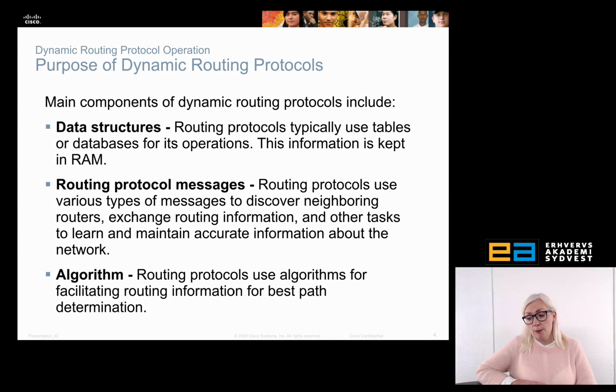When we look at the protocols, there are different components. For instance, we have the data structures, which are the tables and databases they use to update their routing table. This is mainly kept in the RAM of the router. We have the routing protocol messages, the way that they find out about things. Do they send small hello packets? Do they send their entire routing table to their neighbors? There are different ways of handling this. And then we have the algorithm, which finds out the best path to different networks.